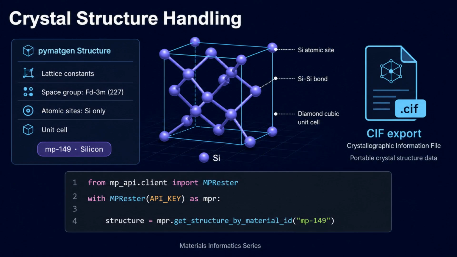Crystal structures from Materials Project are handled as pymatgen Structure objects. These contain the lattice constants, space group information, atomic sites with fractional coordinates, and unit cell volume. You can save structures in CIF format, the standard crystallographic information file format, for visualization or sharing. The get_structure_by_material_id method retrieves the full structure given a material ID.